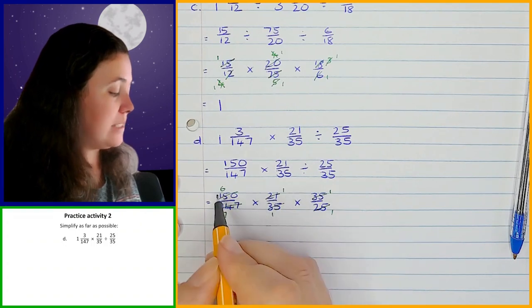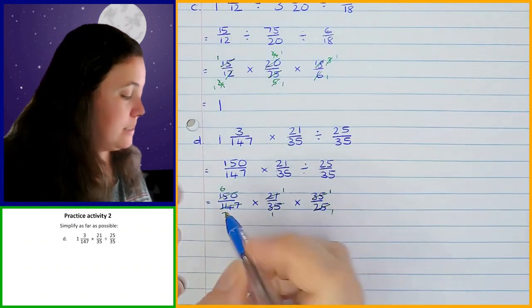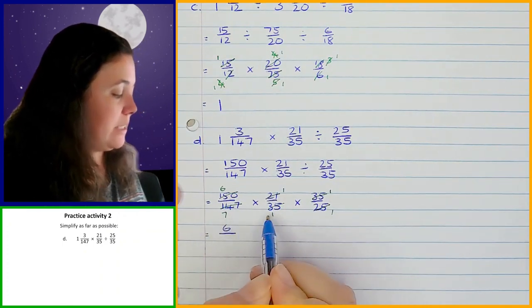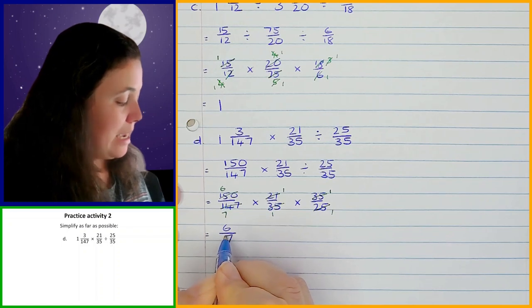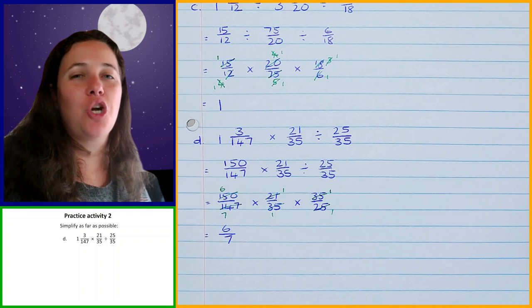Okay, and then I'm left with 6 times 1 times 1 in my numerator, which is 6, over in my denominator, 7 times 1 times 1 is 7. And that's what you should have got for question D. And that is how we multiply and divide common fractions.